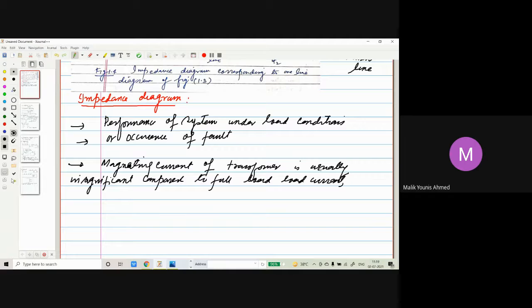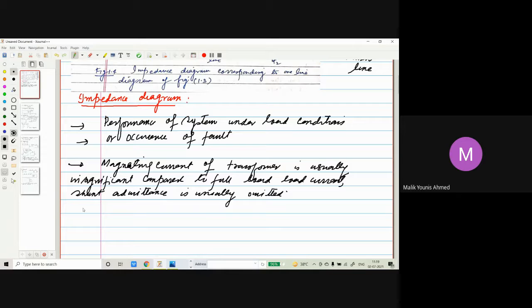Here, the shunt admittance is usually omitted. So what we do, shunt admittance is usually omitted when we draw the equivalent circuit. That means when we draw the impedance diagram, we don't include the shunt admittance. Why? Obvious reasons. The current flowing through the transformer is very small as compared to the full load current. This was the one reason.